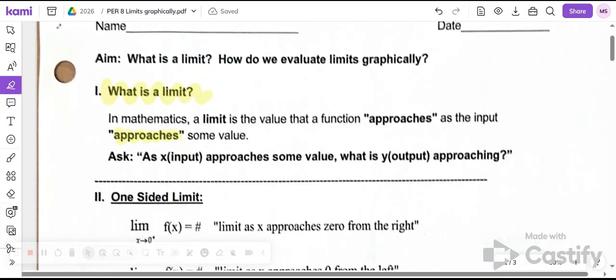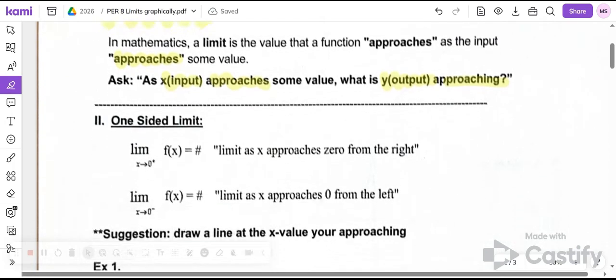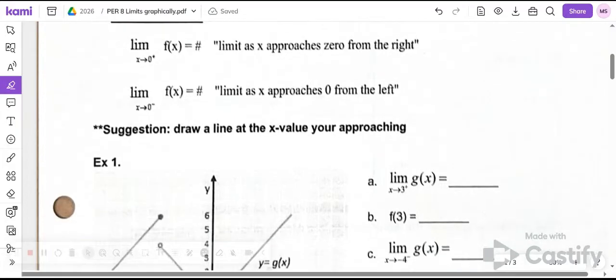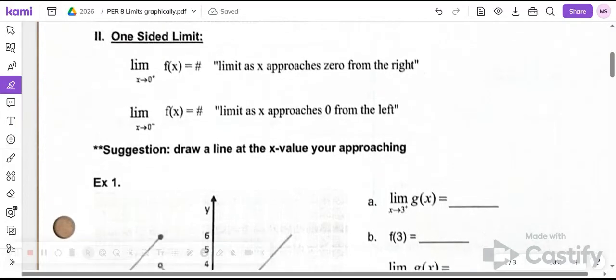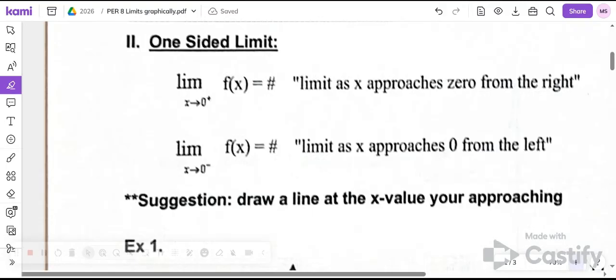You're going to hear me say a lot, x is approaching a value, okay? And then we have our y. What is your y approaching? If you want to underline those words, those are key words. Let me show you what it actually looks like. You're going to see the letters LIM, which stands for limit, f of x, and then your answer.